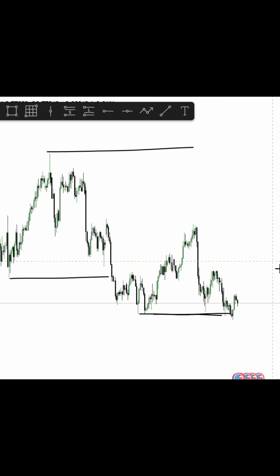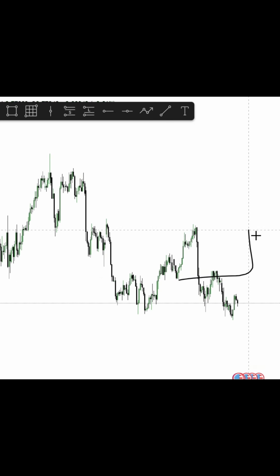This created a nice supply zone, which we could look for shorts, and since has now created another supply zone here, which we are currently trading within, where we can look for further shorts towards the downside.